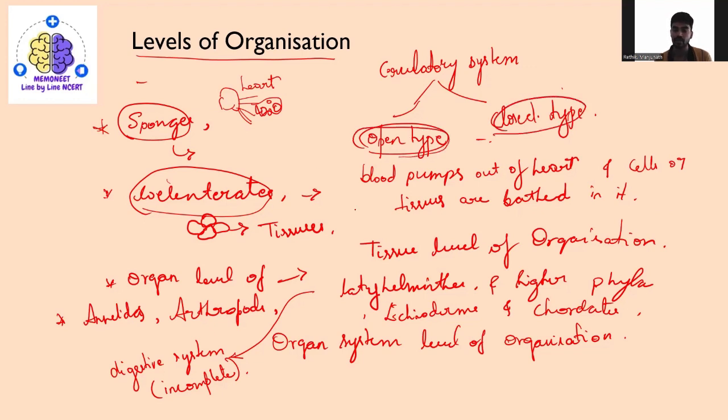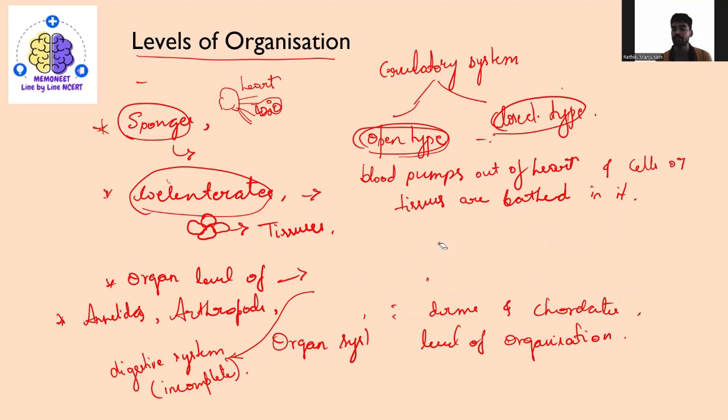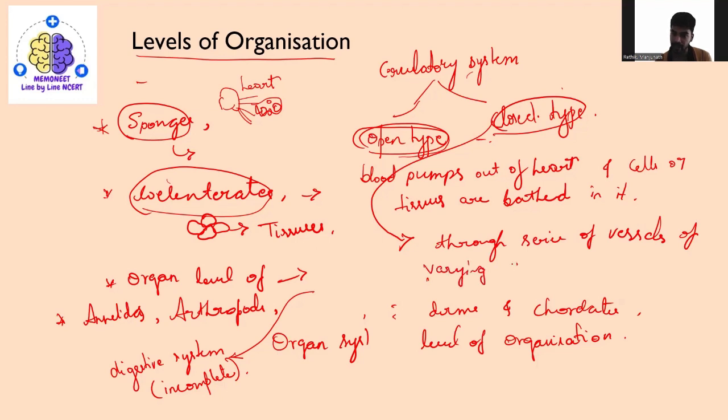Whereas coming to the closed type of circulatory system, what happens there? In human beings, in general, if you take human beings, as you know, what happens in this type? The blood circulates throughout the body through a series of vessels of varying diameters. Meaning their sizes vary. Vessels of varying diameters, like we have arteries.